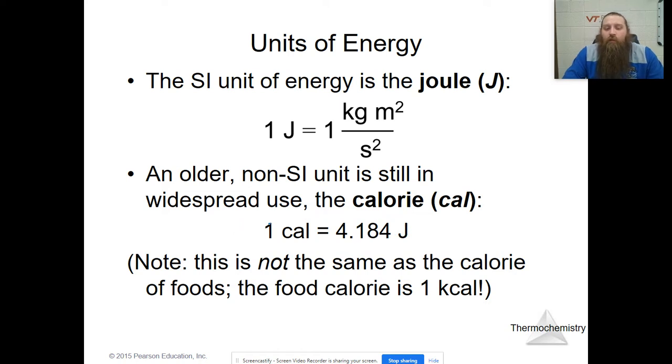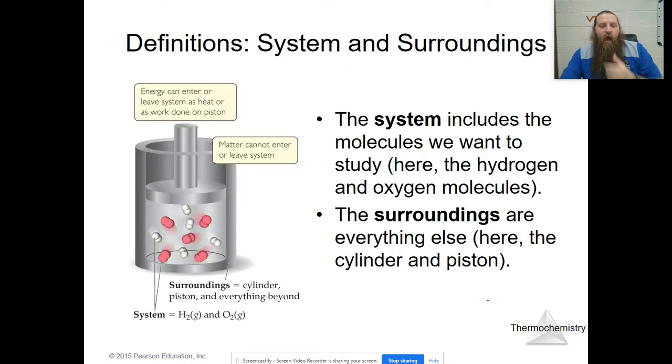This is not quite the same thing as a calorie in the food that you eat. The food that you eat is a kilocalorie. So that would be 4,184 joules per calorie. So obviously a joule is a pretty small unit of energy.